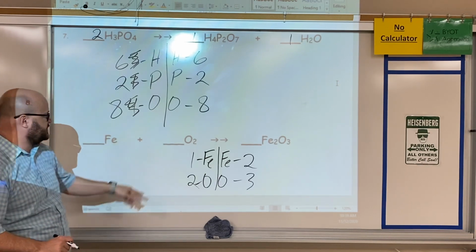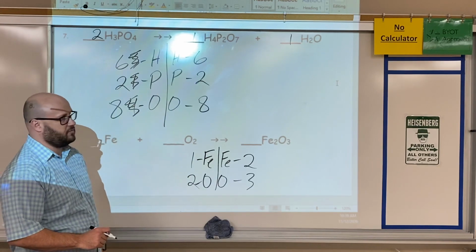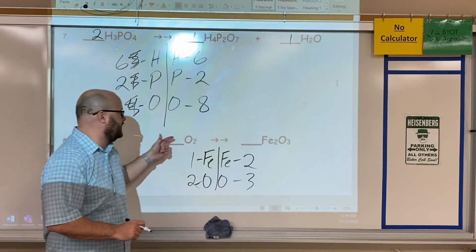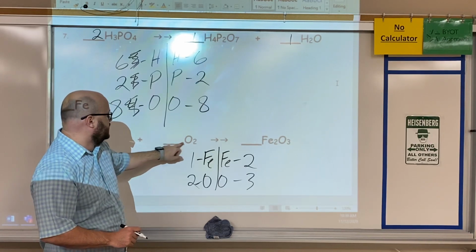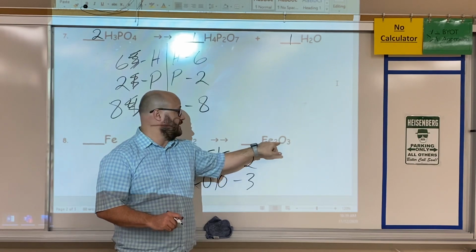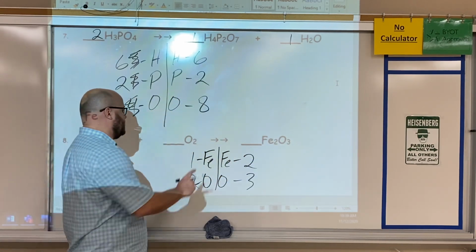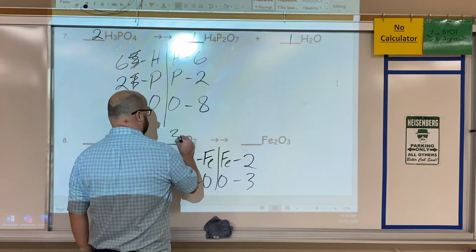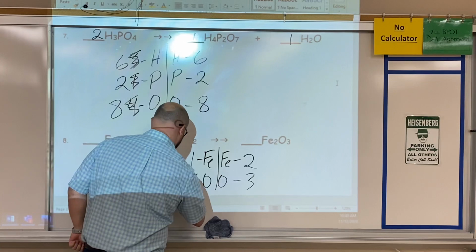To balance oxygen, will 2 and 3 ever balance? No, not with one move. You've got to make them their least common multiple. And in this case, you can never make this 4, but you can make it 6, which this one can also match. So how do you make this side 6? Put a 3 right there. 3 times 2, 6.